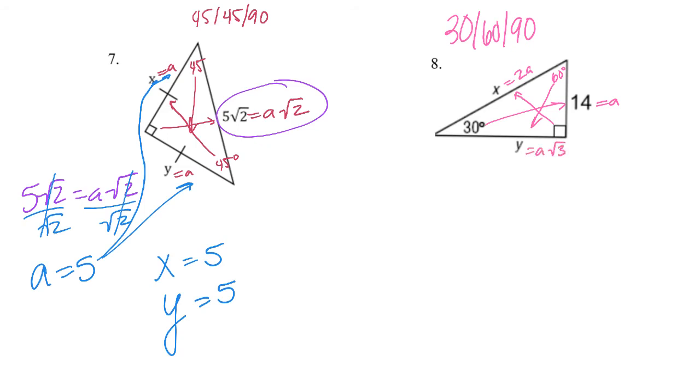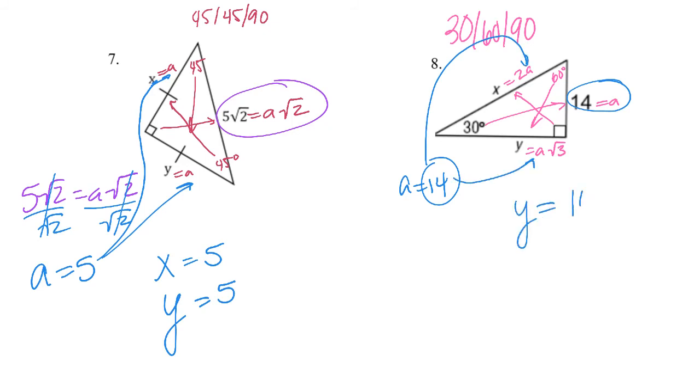So we already know that A is 14 by what's already written and given to us. So we can take that, A equals 14, and plug it in the other places I see A. So y equals 14 root 3. And x equals 2 times 14, so x equals 28.